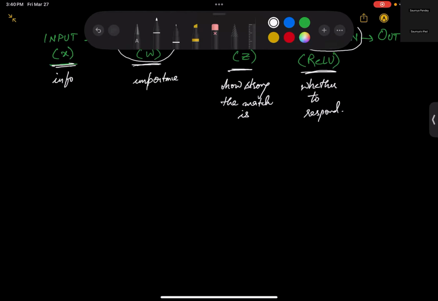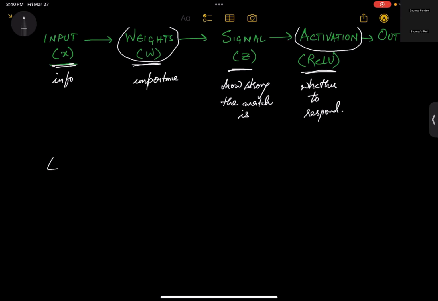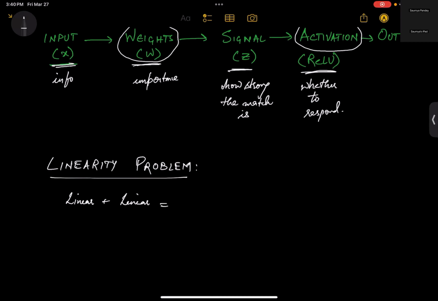Now let's see the linearity problem. Let's suppose we have a lot of layers and all are linear. Linear plus linear, what does it give us? It gives us linear. Even stacking many layers gives us just a straight line.